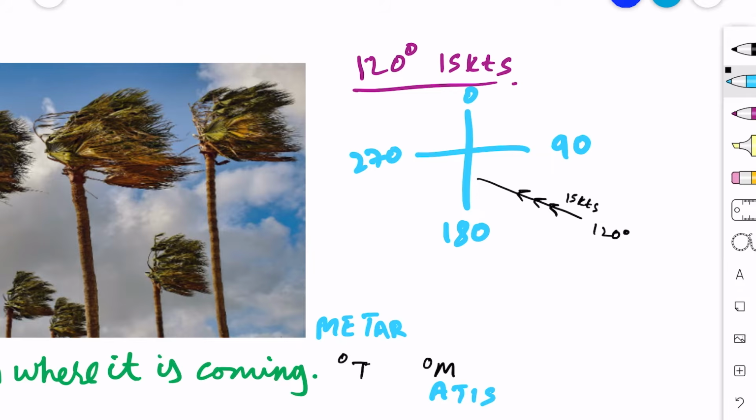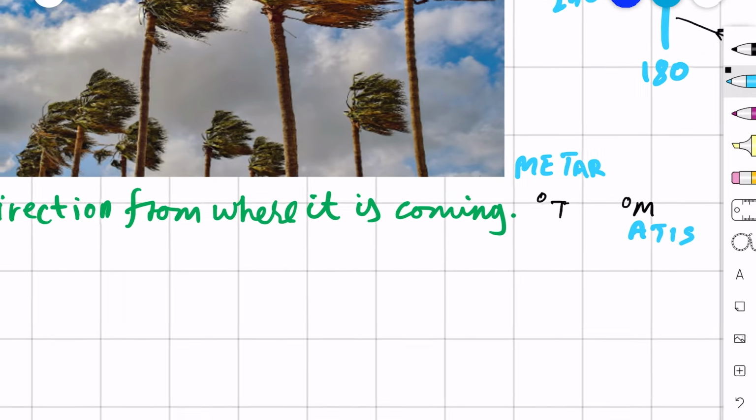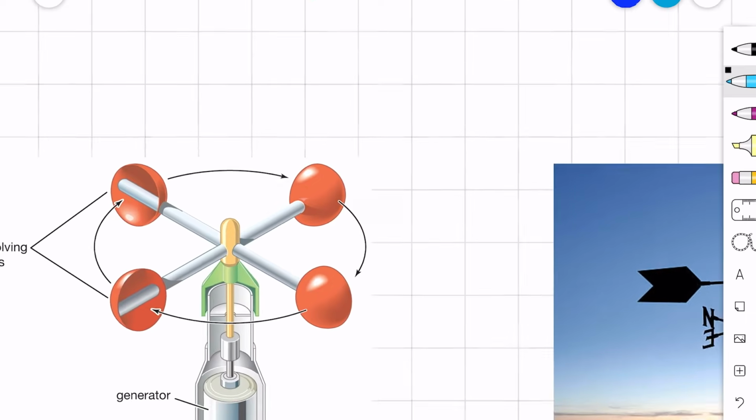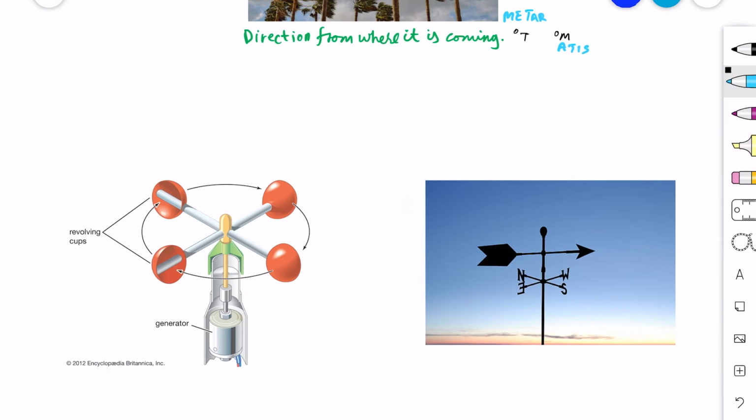Now how do we measure the speed and direction of this wind? There are these instruments which we use. I am sure you have seen these. This one is a cup anemometer and the one on the right is a wind vane. The anemometer is used to give us the wind speed and the wind vane gives us the wind direction.